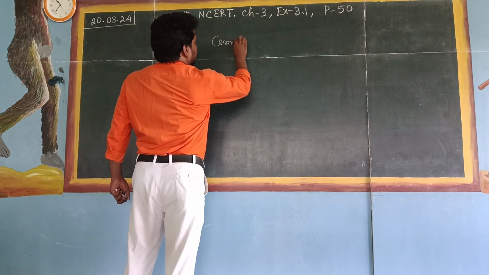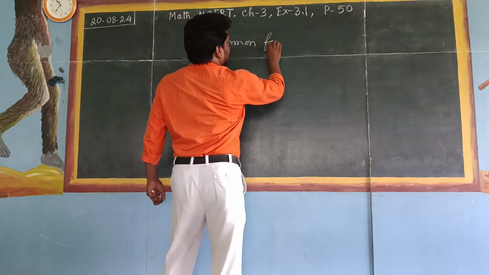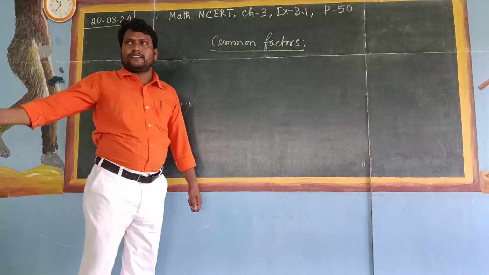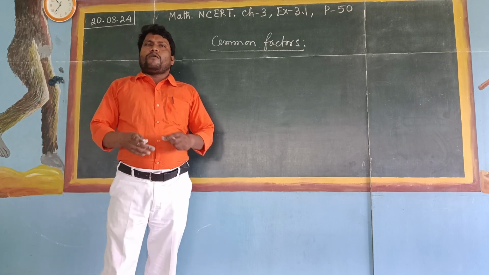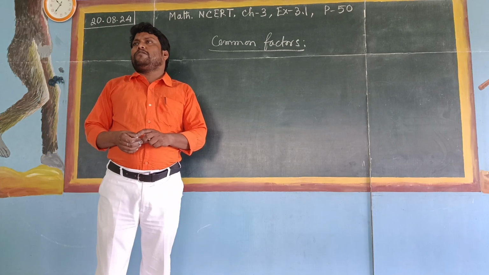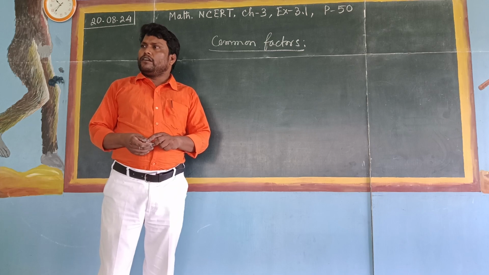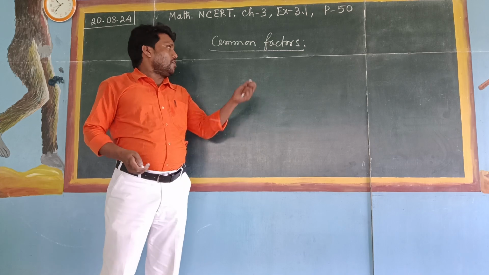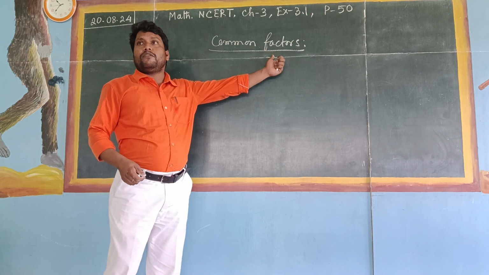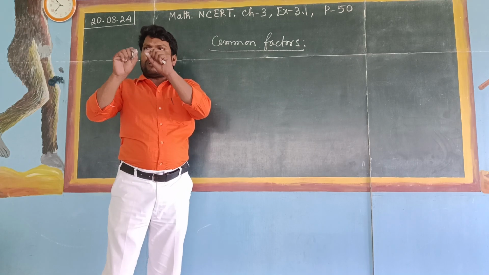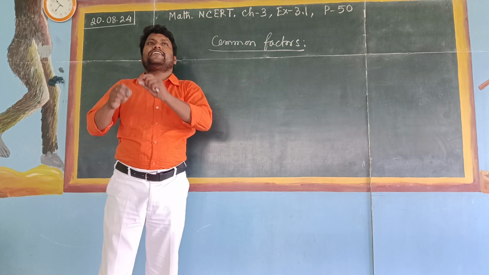Common factors. Common factor means how many numbers will be given? More than 1. 2, 3, 4. Because you have to find out the common. So to find out the common factors, the minimum number needed is 2.